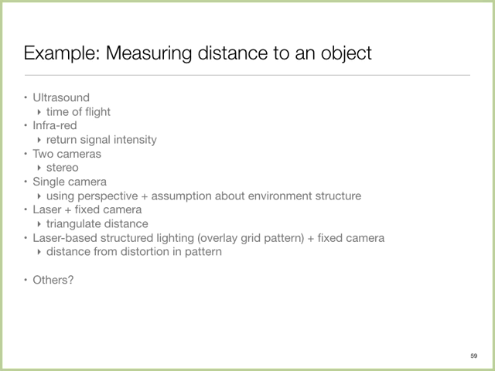Just wanted to show you that even something as simple as measuring distance to an object, there are many different ways you can go around doing it. You can do ultrasound time of flight, infrared with signal intensity. You can have stereo cameras. You can have a single camera, but make use of motion or make use of some assumptions about the size of things. We know roughly what physical objects look like, and we can make use of that prior information. We can use a laser plus a fixed camera. We can use LiDARs and stuff like that.